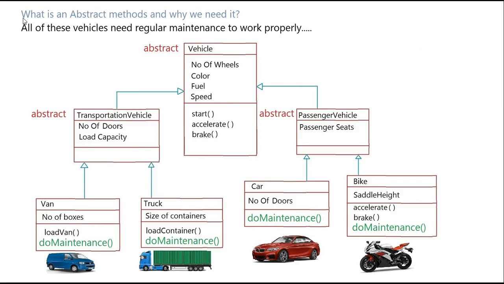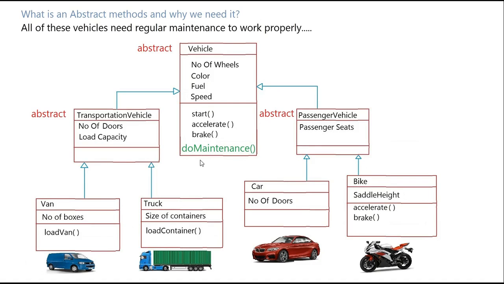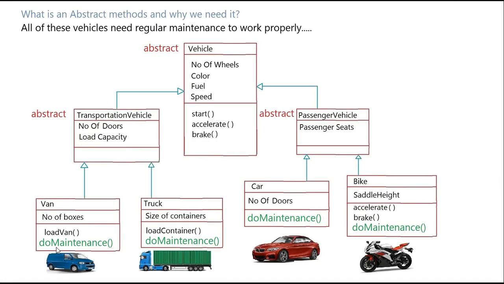What is an abstract method and why do we need it? All of these vehicles need regular maintenance to work properly. So it means all these classes need a do maintenance method in them. As we have discussed before, a common method should go in the base class, but we can't keep this method in the base class because maintenance of every vehicle is different. So every class needs its own do maintenance method.